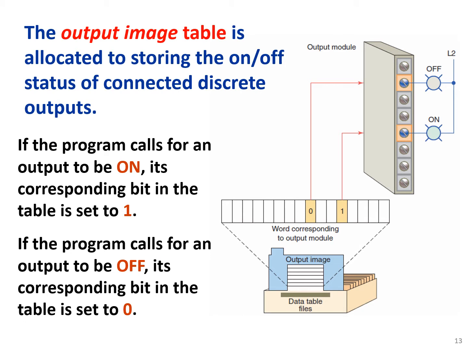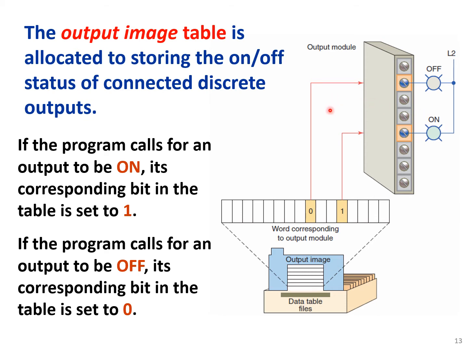The output image table is allocated to storing the on-off status of connected discrete outputs. If the program calls for an output to be on, its corresponding bit in the table is set to 1. And if the program calls for an output to be off, its corresponding bit in the table is set to 0.